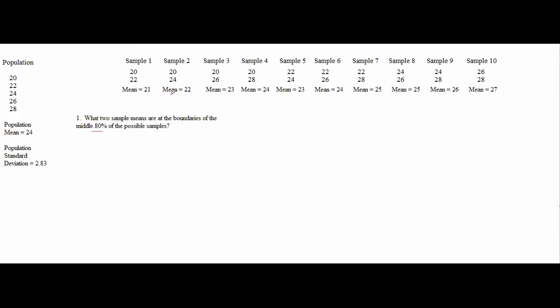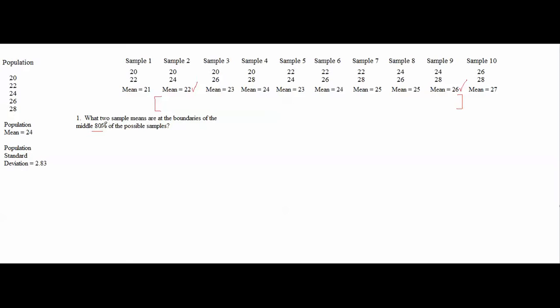So let's actually find the middle 8. They go from here, sample 2, all the way up to sample 9, because there's 1, 2, 3, 4, 5, 6, 7, 8 samples in there. So it looks like the 2 means that are at the boundaries of the middle 80% are 22 and 26.